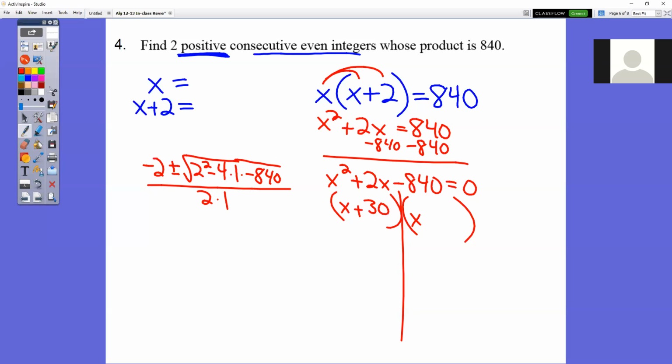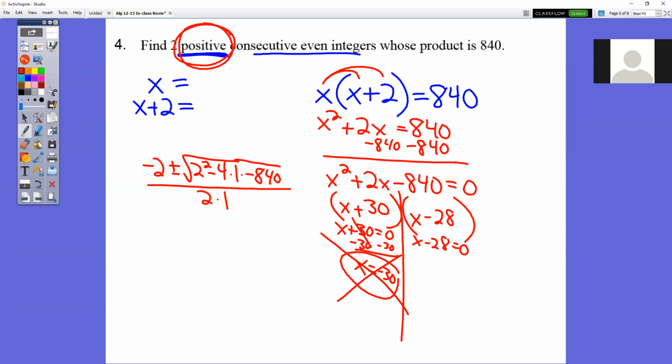If you factored it, it would be x plus 30 and x minus 28. So when you would do that, you would have x plus 30 equals 0, x minus 28 equals 0. Minus 30 minus 30, you get x equals negative 30. Now you're going to reject that one. Why are you rejecting that one? Because the question asks for positive. If it didn't ask for positive and that word wasn't in the problem and it just said find two consecutive even integers, then we would have 4 different answers. But because they specified positive, we need to reject the negative.